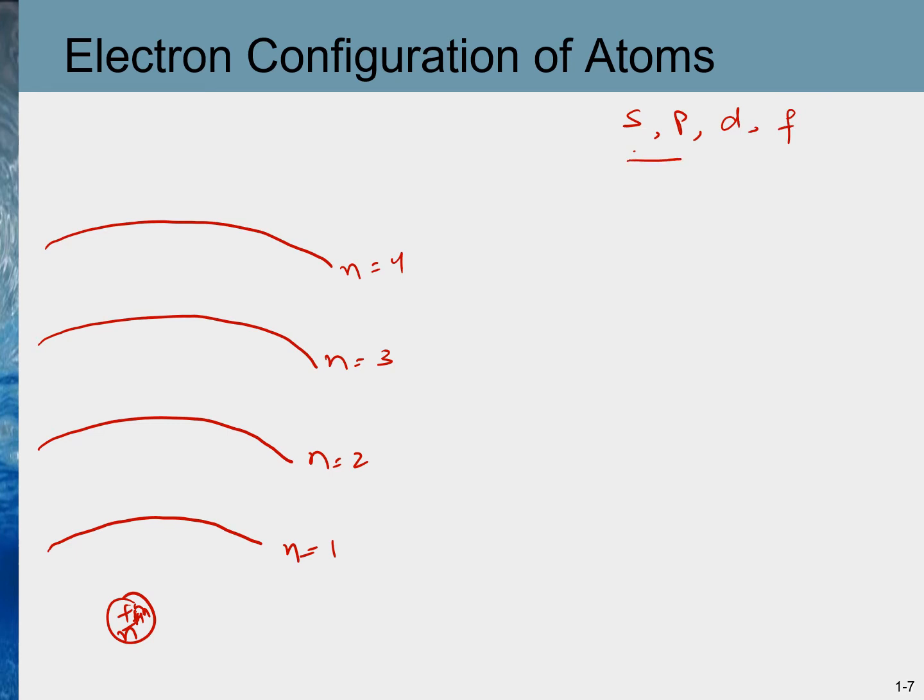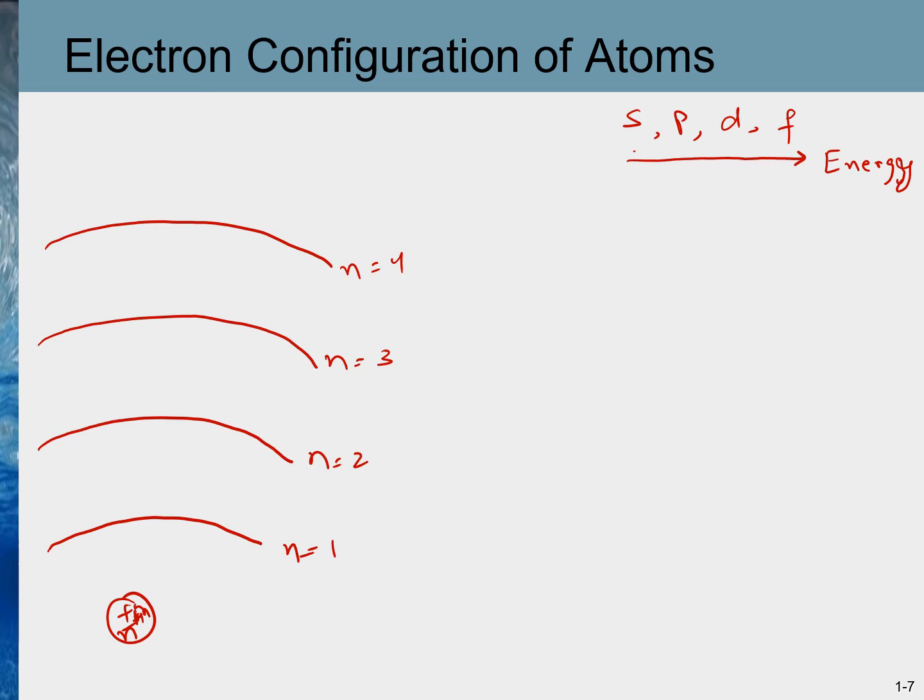And in these subshells, the energy increases this way. In other words, the S subshell has the lowest energy, P has higher than S but lower than D, and then after P we have D subshell, and then the F subshell has the highest amount of energy.